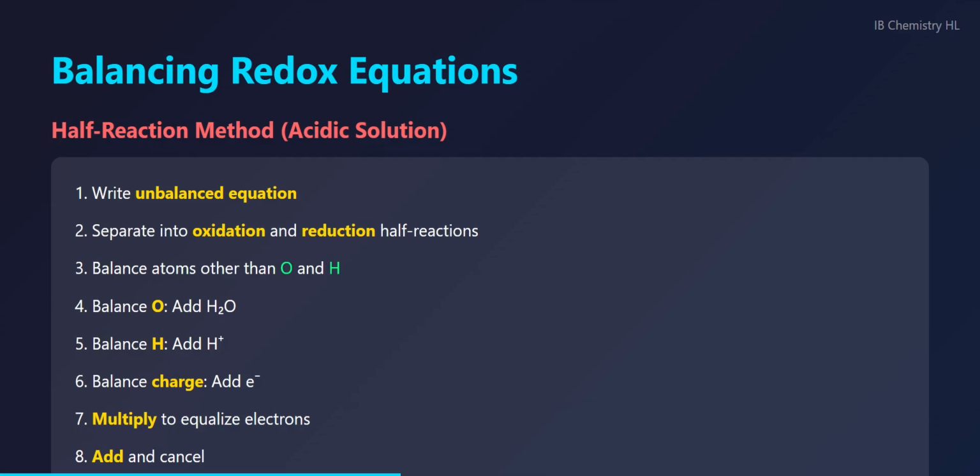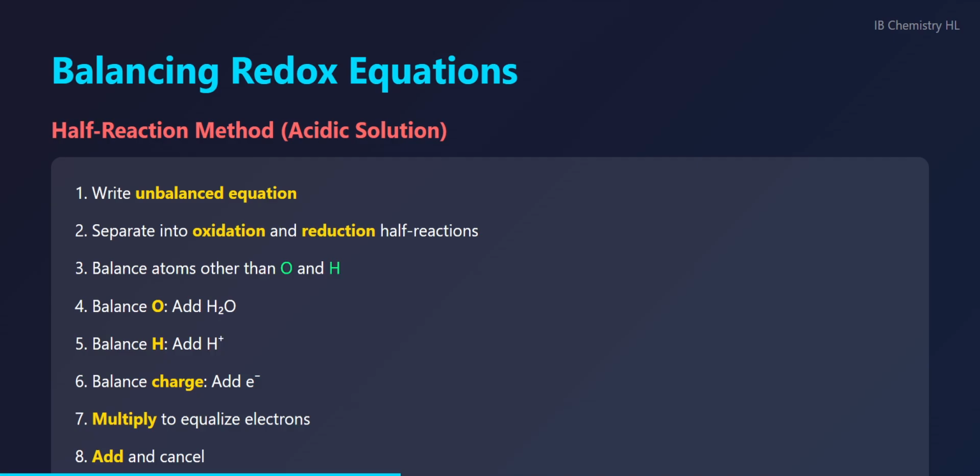There are two main methods for balancing redox equations: the half-reaction method and the oxidation number method. Let us learn the half-reaction method for acidic solutions. First, write the unbalanced equation. Second, separate into oxidation and reduction half-reactions. Third, balance atoms other than oxygen and hydrogen. Fourth, balance oxygen by adding water molecules.